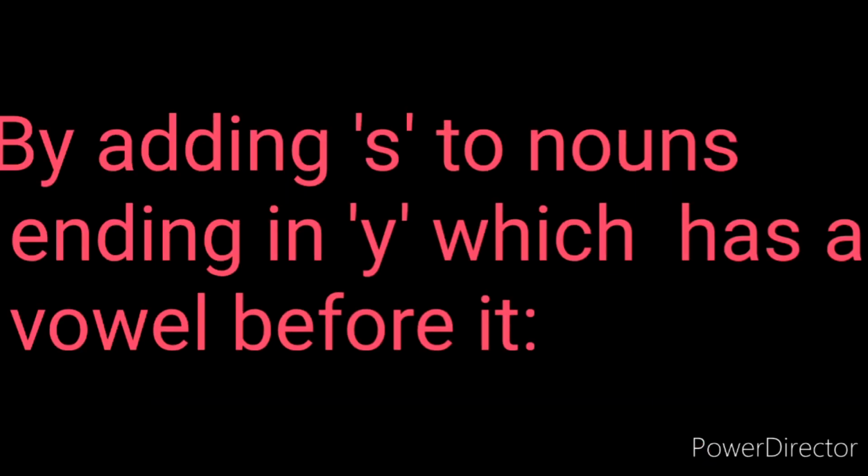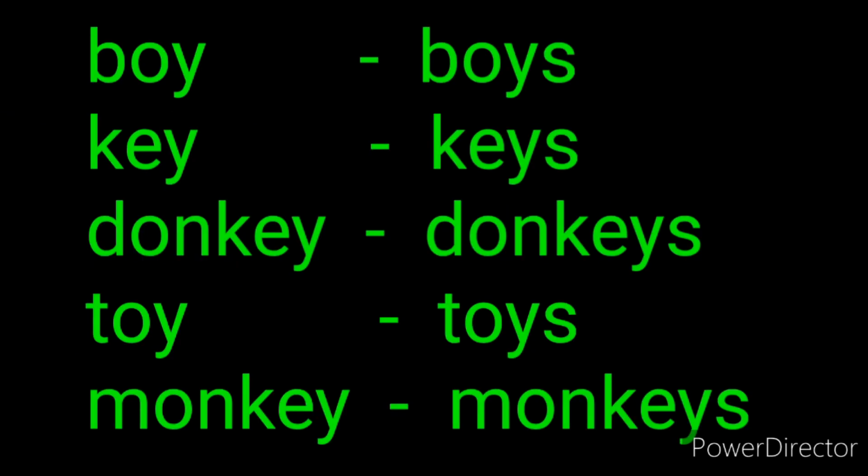Next one. By adding s to nouns ending in y which has a vowel before it. Examples: boy, boys. Key, keys. Donkey, donkeys. Toy, toys. Monkey, monkeys. Here we add the s to the singular noun.